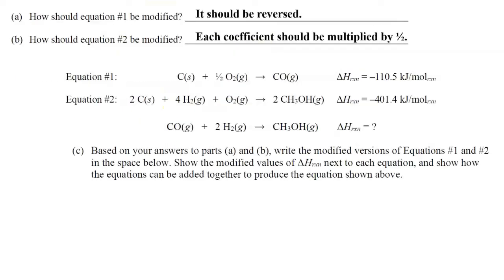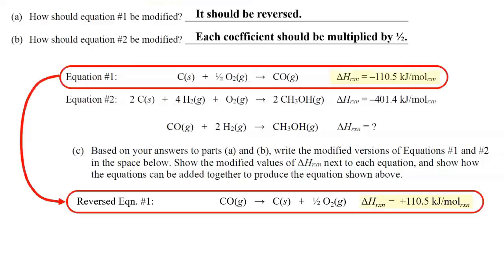So it says here, now that we've answered part A and B, which is to reverse equation number 1 and multiply equation number 2 by 1/2, it says based on your answers to parts A and B, write the modified versions of equations 1 and 2 in the space below. Show the modified values of delta H next to each equation, and show how the equations can be added together to produce the equation shown above.